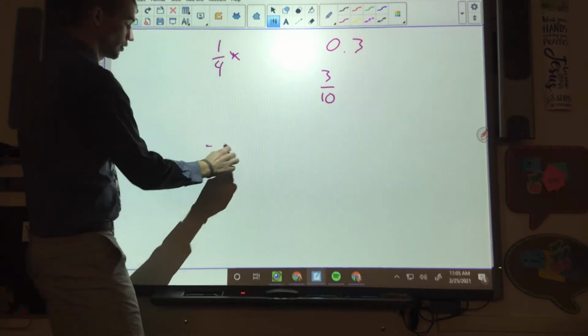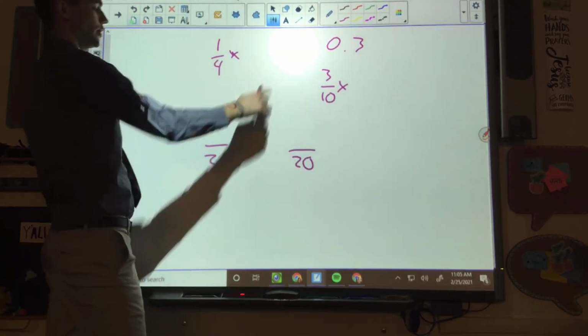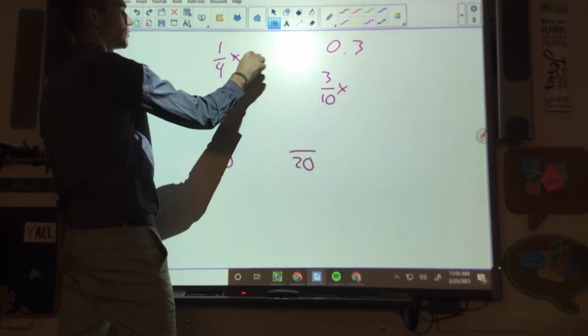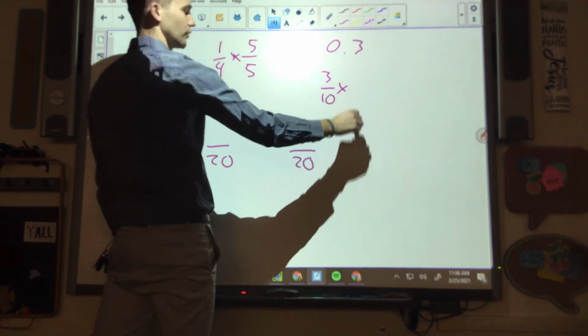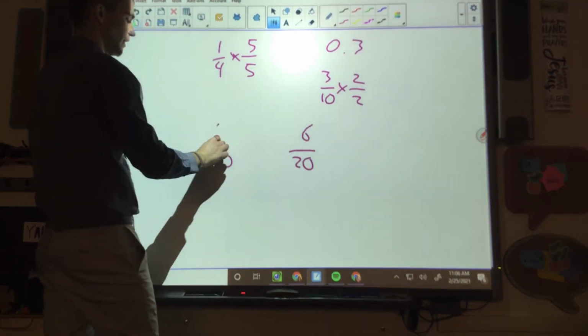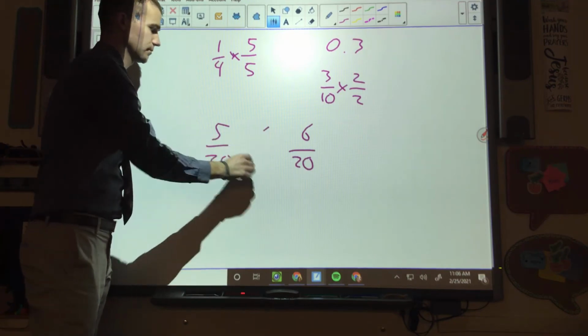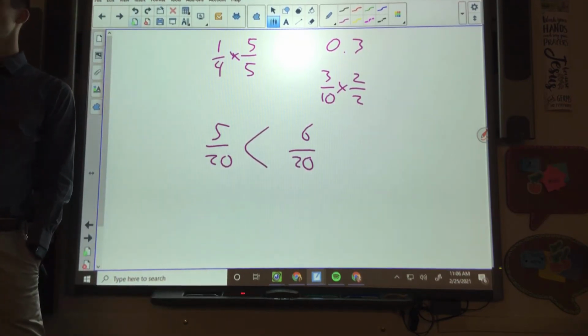20. So I'm trying to get both of them to be over 20. 4 times what is 20? 5. 10 times what is 20? 2. I get 6 over 20 and 5 over 20. Which one's bigger? 6. Both times you got the same thing.